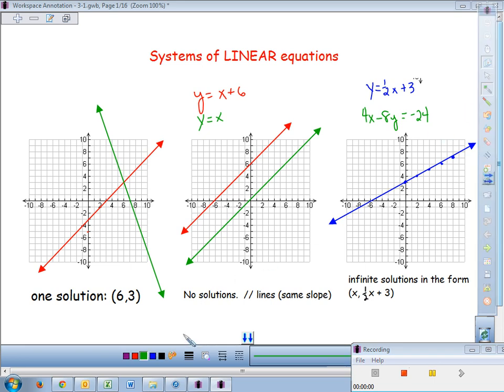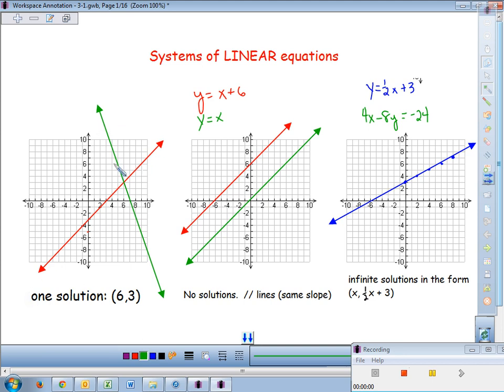Alright guys, this is 3-2 in Advanced Algebra 2. We're going to refresh our memory about systems of linear equations, which we should have done a couple times before in our previous classes. If you graph two lines, only three different things could happen.